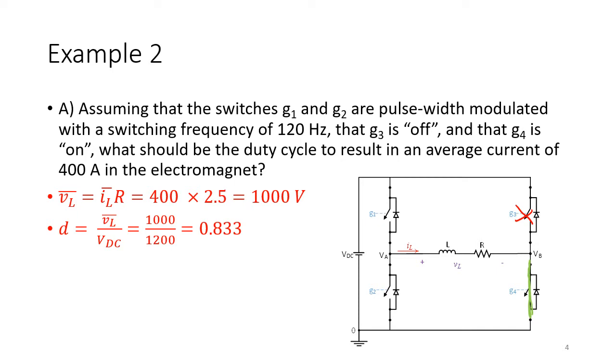In this case, VB is constantly 0, so VL equals VA minus VB, VB is 0, so VL average is equal to VA average, and here we do the pulse width modulation. It's just like the half bridge, two quadrant chopper, so we can use the same idea. We have the current, we have the resistance, we find the voltage, and then D is equal to VL average over VDC, and it was 0.833.